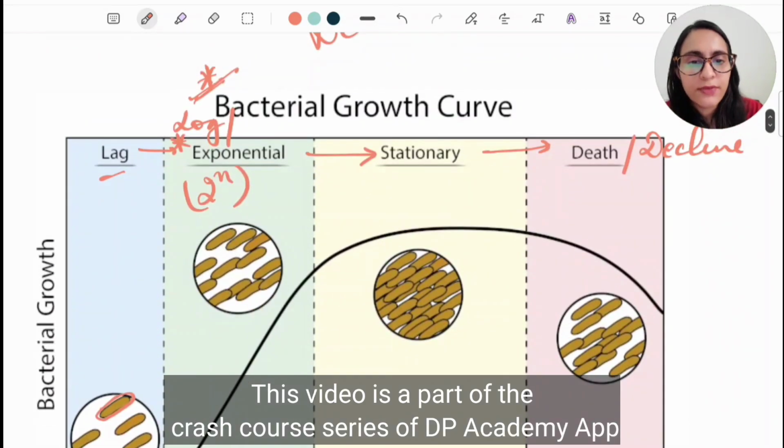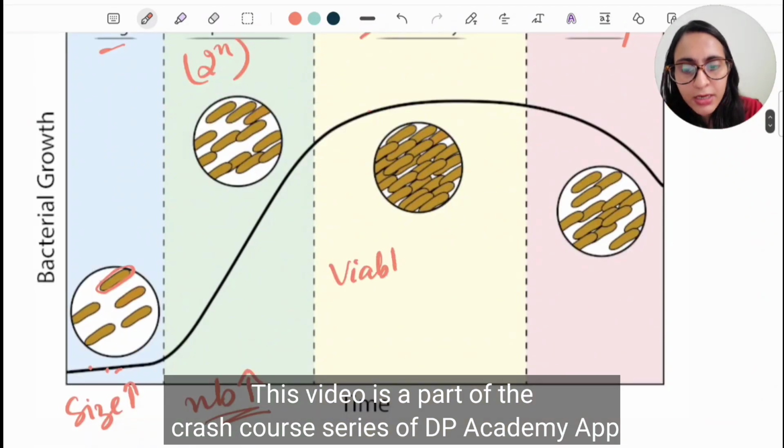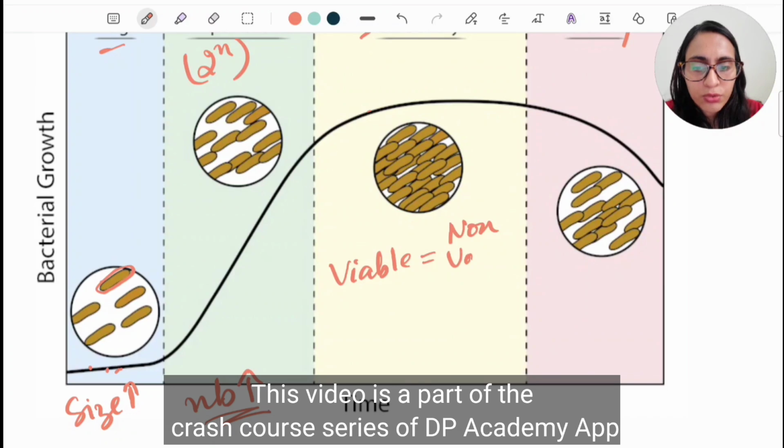Now coming to the stationary phase. As the name suggests, growth of the bacteria is going to be stationary. That means the viable bacteria, viable meaning the living bacteria, the bacteria that are able to germinate, is equal to the dead bacteria that don't grow, or don't divide, or don't form colonies in the solid medium. So viable bacteria is equal to non-viable bacteria. Bacteria are present, but there is no growth, there is no multiplication. So viable bacteria is equal to non-viable bacteria in the stationary phase.